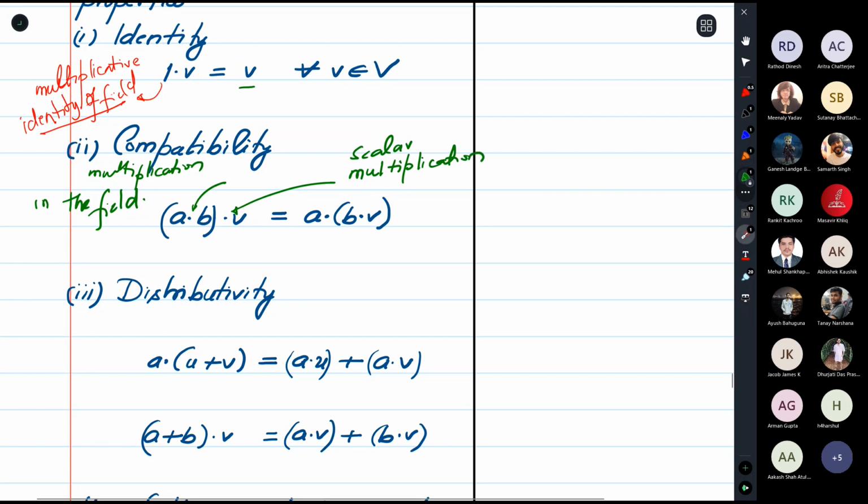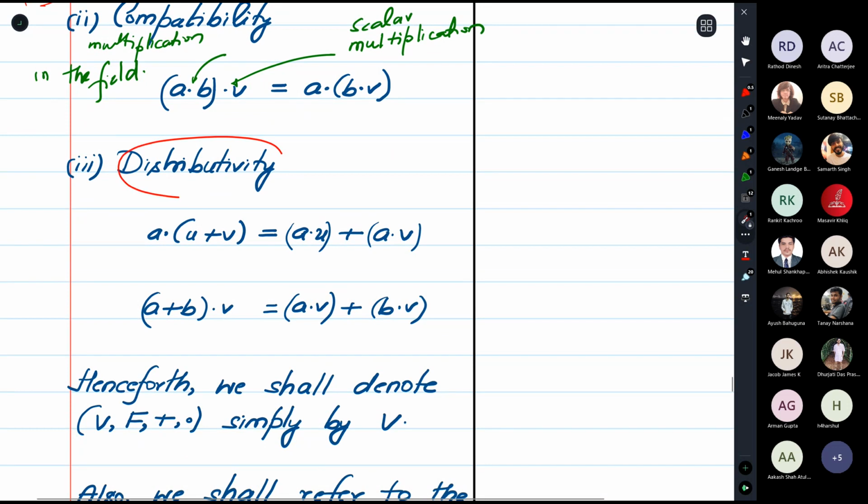So what we are saying is that on the left, we first perform this operation between two elements of the field. Whatever is the result, you take its scalar multiplication with an element of the vector space V. Whereas on the right, we take this element from the field, perform the scalar multiplication. Whatever is the output, you take another element A from the field, perform the scalar multiplication with the element in V. So notice that here there are two scalar multiplications, whereas here you have a multiplication from the field and here you have the scalar multiplication. So this compatibility means that however you perform the operation, the result should be the same.